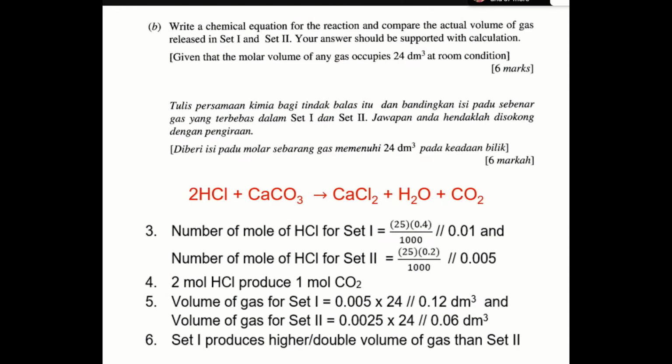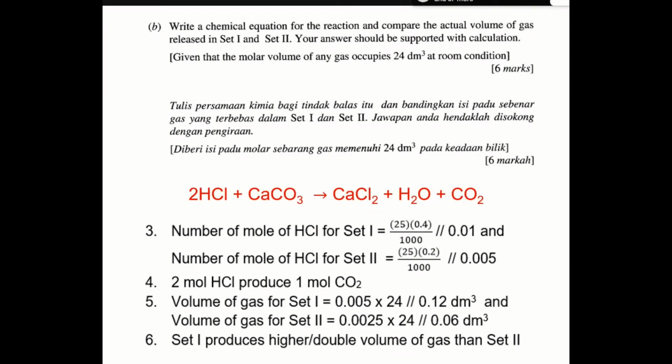Many students, after they do the calculation until here, stop, because they say, oh, done already, so many things I have done. I counted not only one time, but I counted 2 times already. So everything is done. But they forgot the keyword of compare.